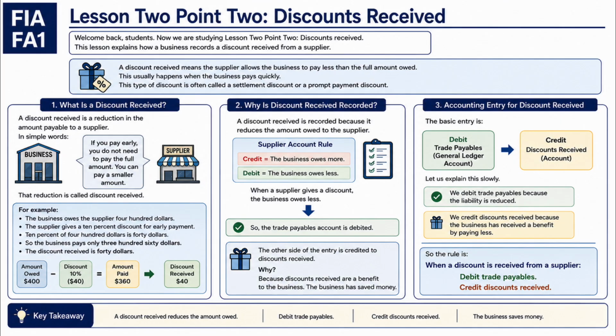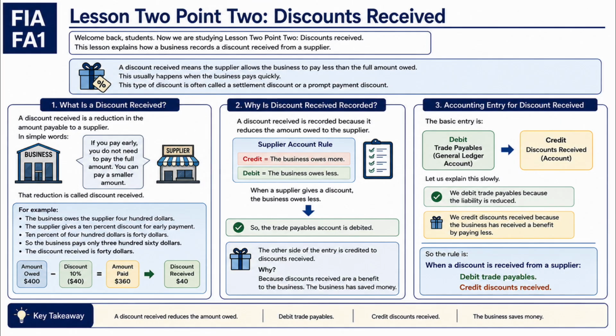3. Accounting entry for discount received. The basic entry is Debit Trade Payables General Ledger account, Credit Discounts Received account. Let us explain this slowly. We debit trade payables because the liability is reduced. We credit discounts received because the business has received a benefit by paying less. So the rule is, when a discount is received from a supplier, debit trade payables, credit discounts received.